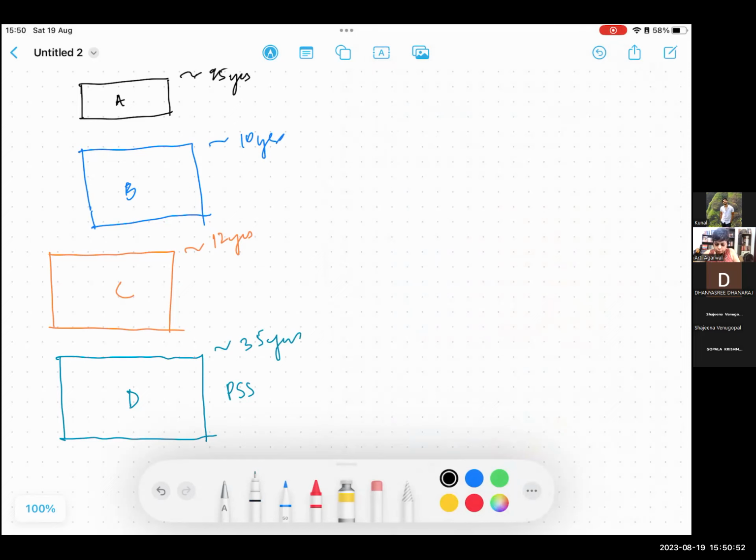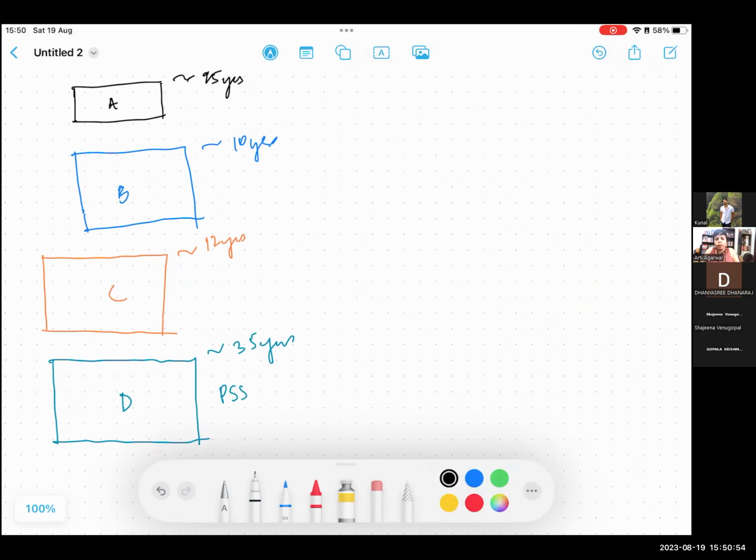I've just put arbitrary numbers, but this is kind of what happens when you buy carpets in the market, right? They don't all have the same life. They don't all have the same quality. They're all different quality carpets. And of course, they would all be costing differently also. They're made of different materials. They have a different type of environmental impact.